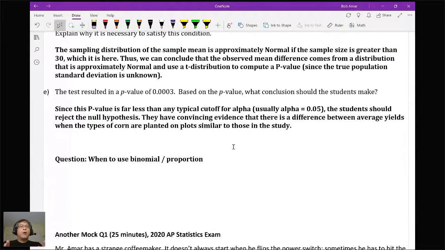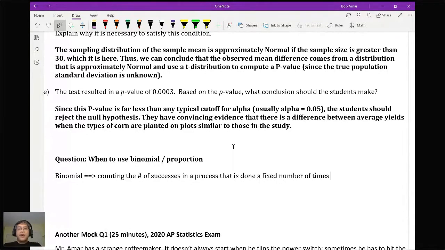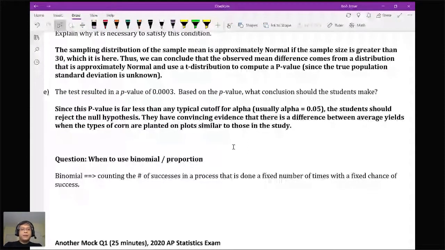All right, so a binomial is a specific kind of thing, right? So when I see the word binomial, I think the following things. I am counting the number of successes in a process that is done a fixed number of times with a fixed chance of success. Okay. And then the number of successes will be binomially distributed. Okay.